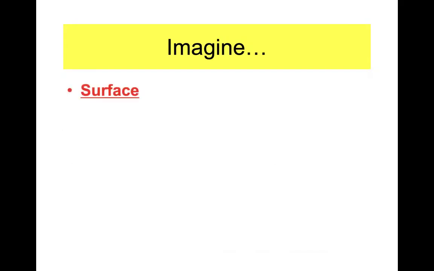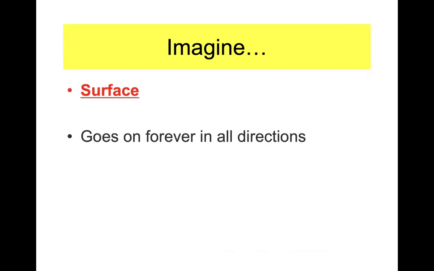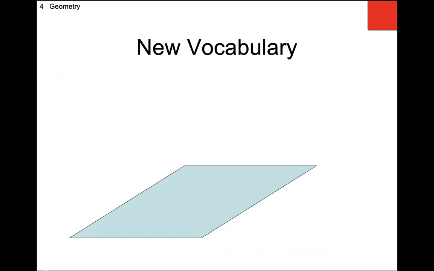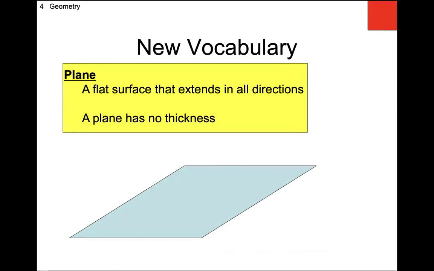Moving on. Imagine this, and I usually tell kids in class, put your hands on top of your desk and feel the surface of your desk. Now imagine that that goes on forever in all directions. So here's the top of your desk. It's going to go left and right and backwards and forward. What it won't do is up and down. In other words, it's not going to have any thickness, right?